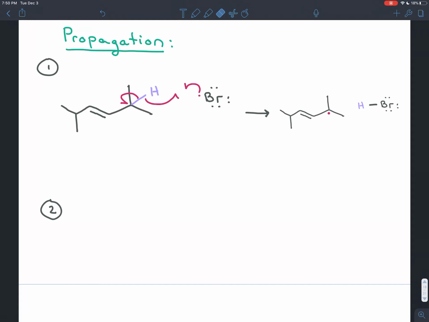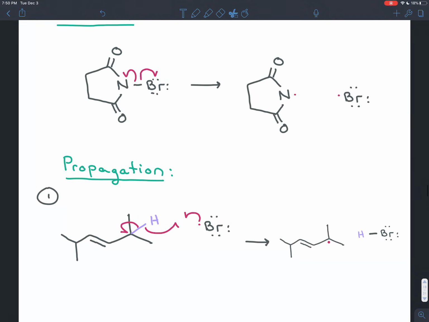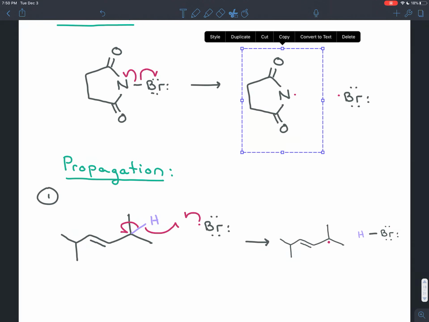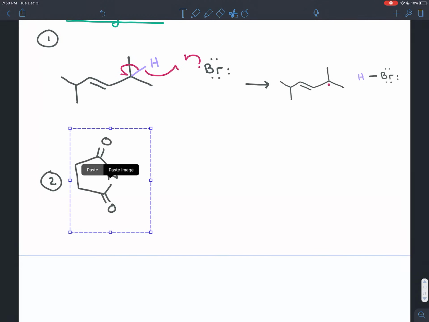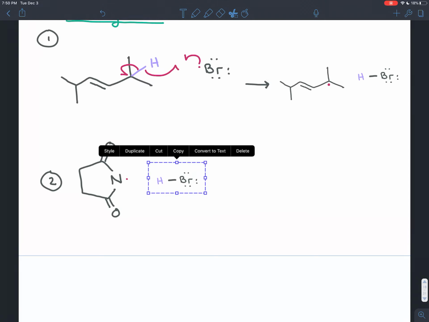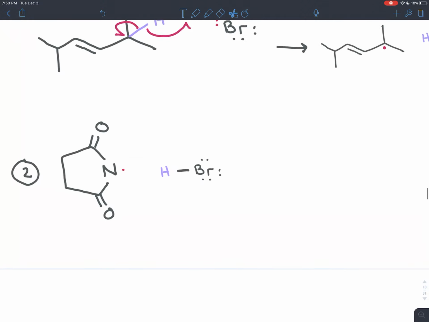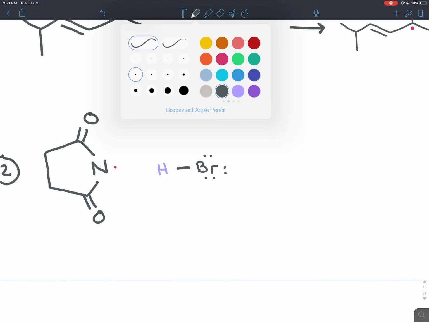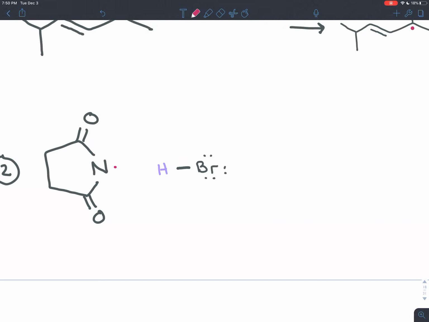There is a second propagation step where we take succinimide. So we used our bromine radical. We take the succinimide radical that we formed, and we're going to react that with HBr. And this is going to be another propagation step, so this nitrogen is going to rip off that hydrogen. And so it's going to bond to it. The nitrogen will contribute 1 electron, the hydrogen will contribute 1 electron, the other electron in this bond will go onto the bromine.